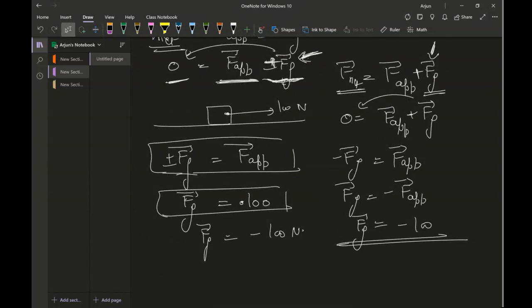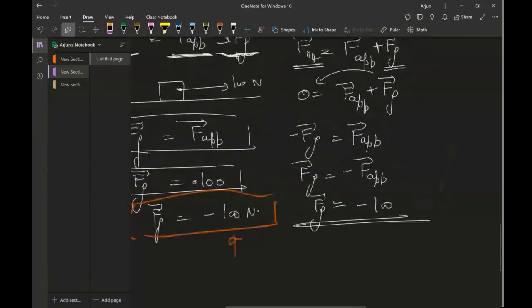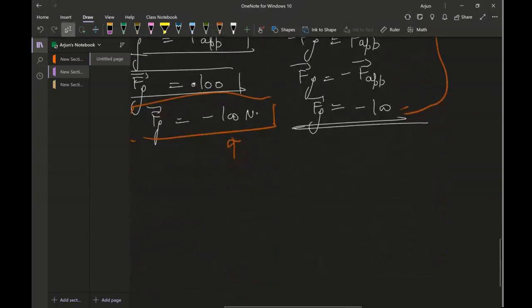You can also apply the technique which I earlier told you, that the force of friction will always be opposite to the force applied, and so you can put the negative sign later on too. But this is more of a correct approach to solve a question when you are asked to find out the force due to friction. Now we figured out the force due to friction, which came out to be negative 100 Newton.